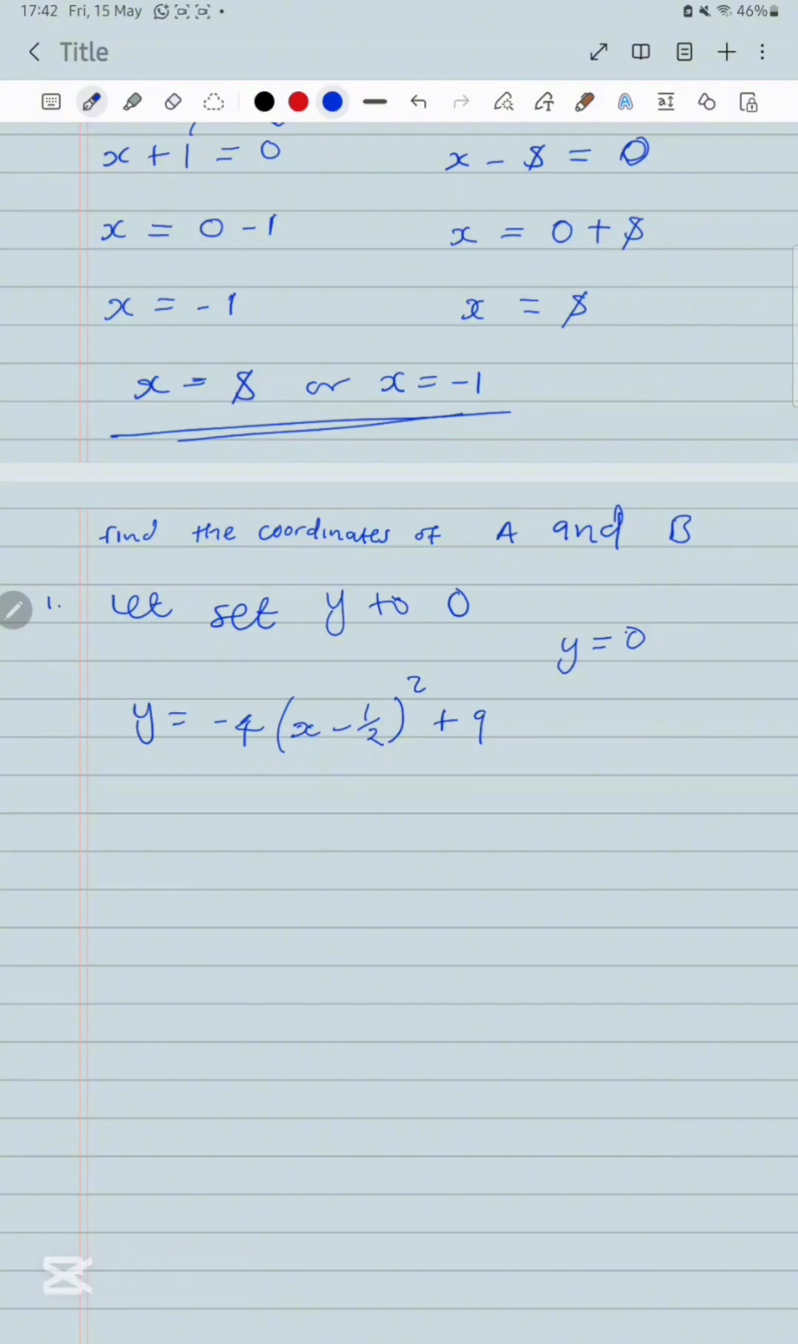That's the first thing. So how do we do it? We replace where there's y by 0. So y is here and our 0 is there. We'll just replace it here. So it will be 0 is equal to negative 4, open, x minus 1 over 2, squared, plus 9.